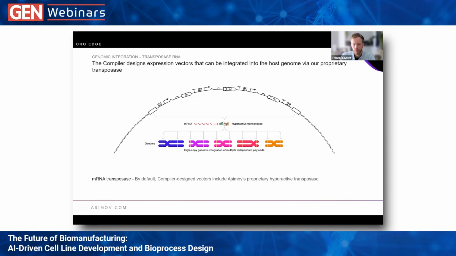To complete the story and move to the development of stable cell lines, our TROET system relies on the Asimov proprietary hyperactive transposase to support the integration of expression vectors into the host CHO genome. In that case, the compiler directly designs expression vectors that contain the IIDRs to support transposase-mediated integration of the expression vectors.